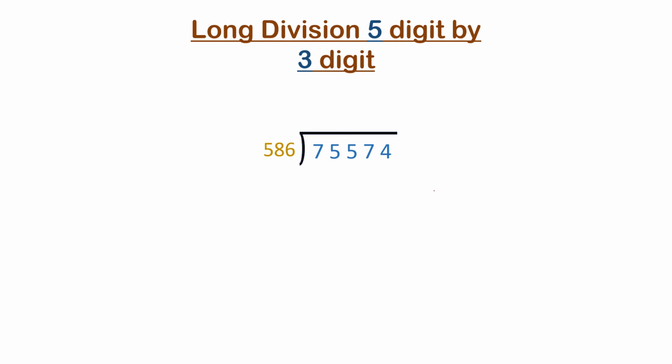Here 586 is a 3-digit number, hence rounding up this number to the nearest 100 gives 600. I'll take digit 6 for the calculation tricks and 7 from the dividend. 7 is also greater than 6. 6 goes 1 time to 7, hence 1 time 586 gives the close value, which gives a difference of 169.